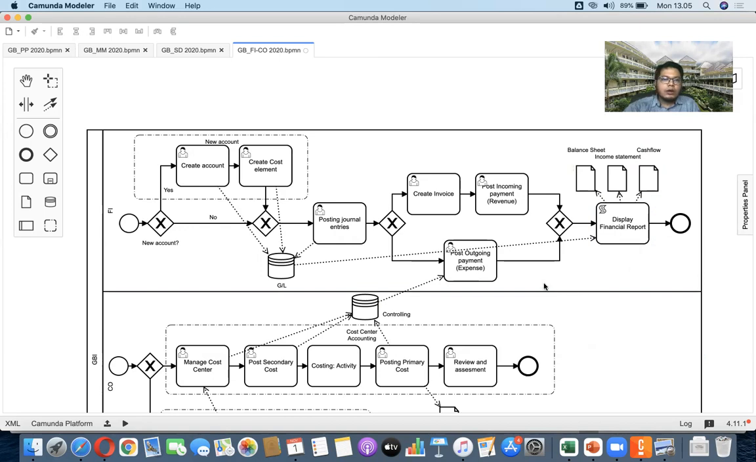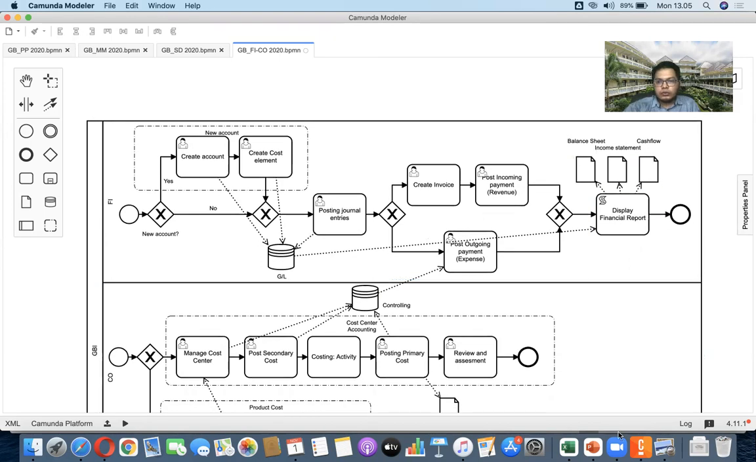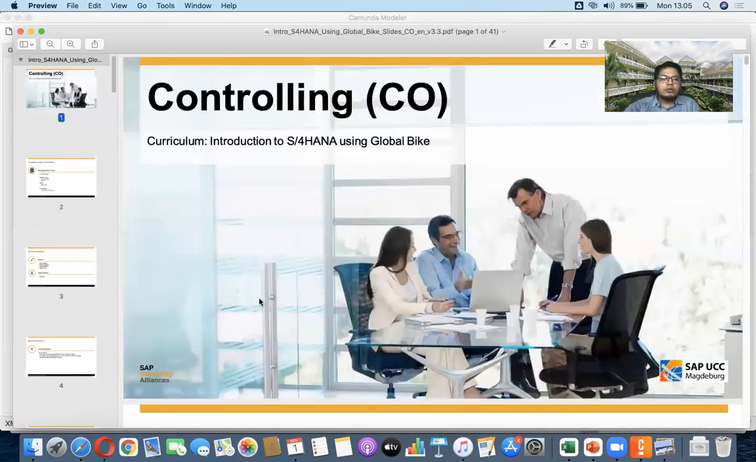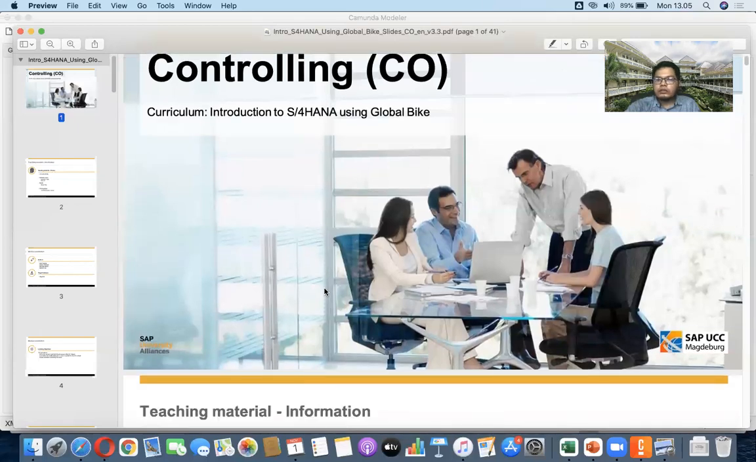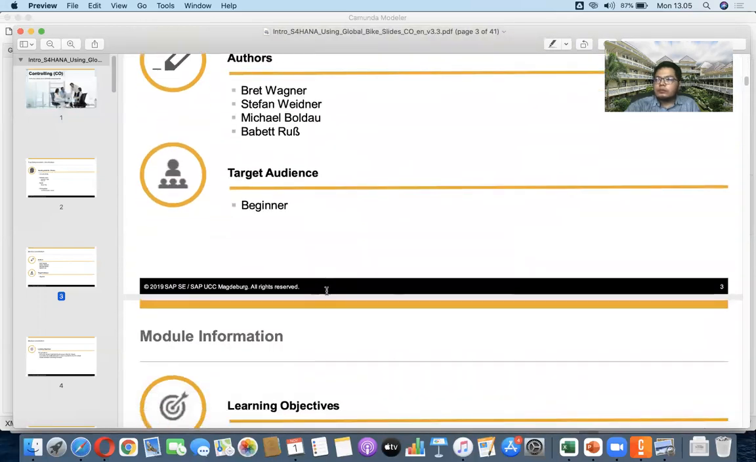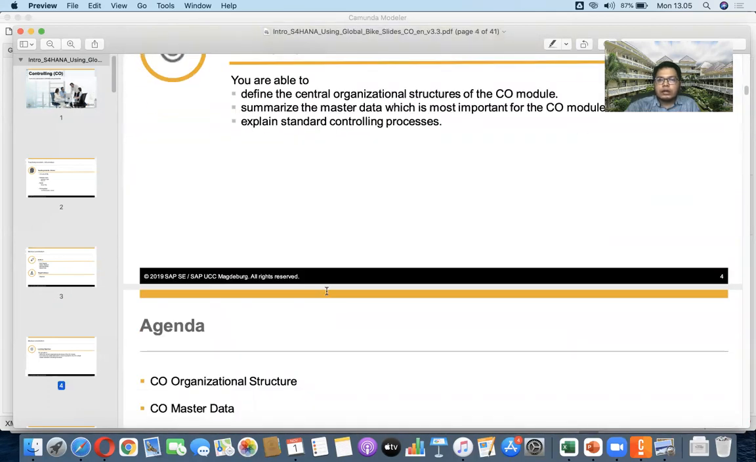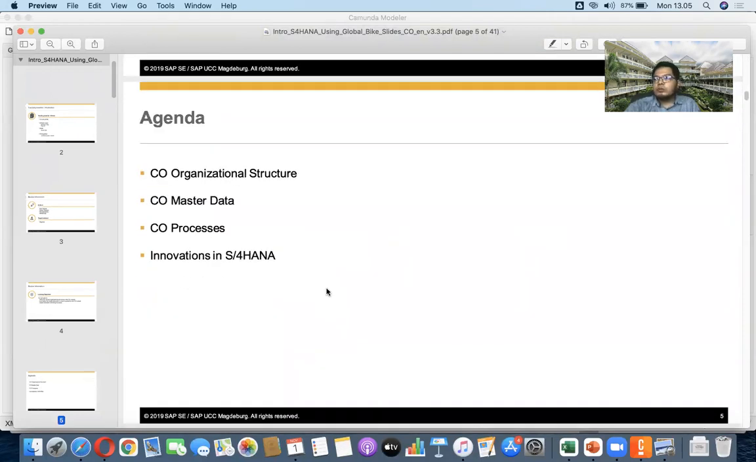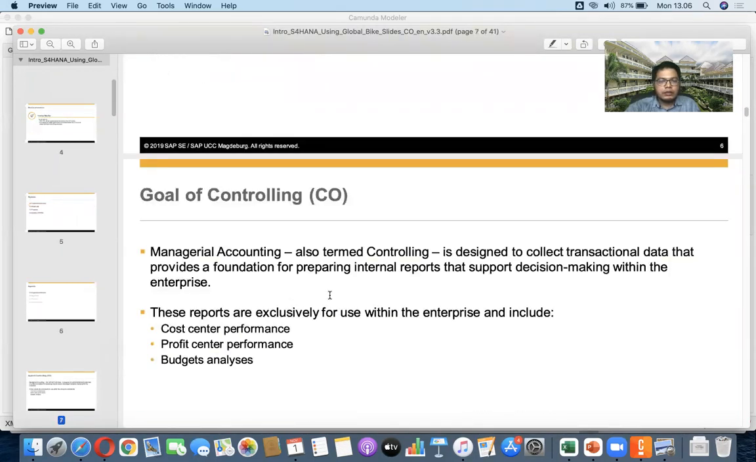Okay, now we continue with the controlling module. Let's check first. So this is the controlling module, and it is always related. Why? If you remember, in the course of cost analysis and estimation, which perhaps some of you already took, we talked about cost management. Cost management is basically how a company can manage or control its costs inside the company.